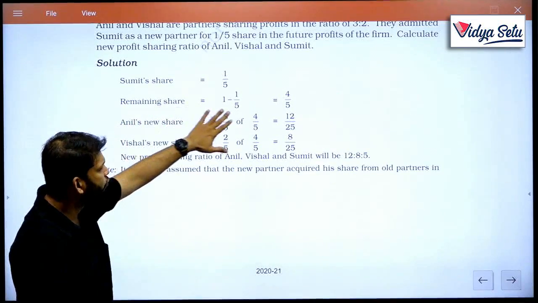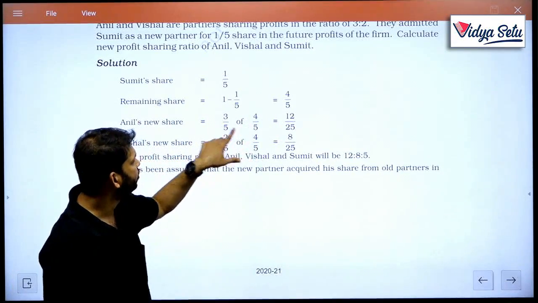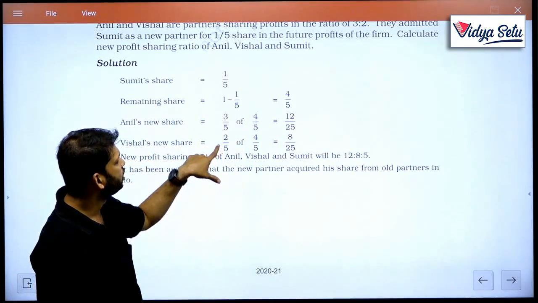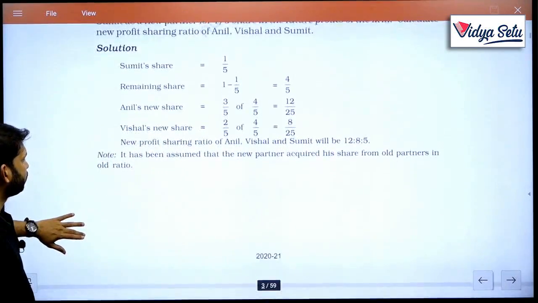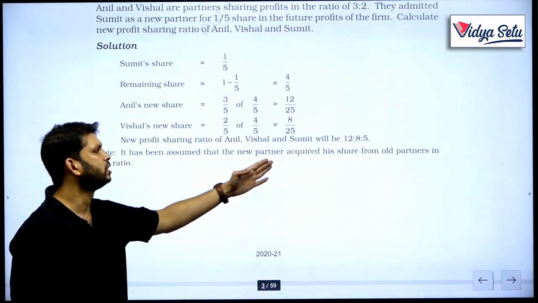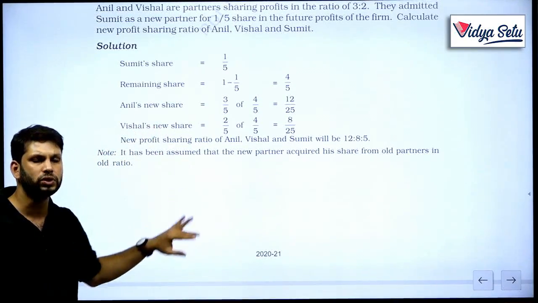Now Vishal's share, and 4 upon 5 is the remaining share for both of them. So how will they divide this 4 upon 5? He'll get 3/5 of 4/5. He'll get 2/5 of 4/5. Okay, so 12 is to 8 is to 5. It has been assumed that the new partner acquired his share from the old partners in the old ratio. Why do we assume that? Because it was written.